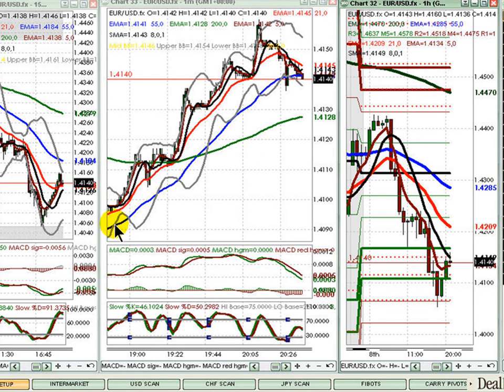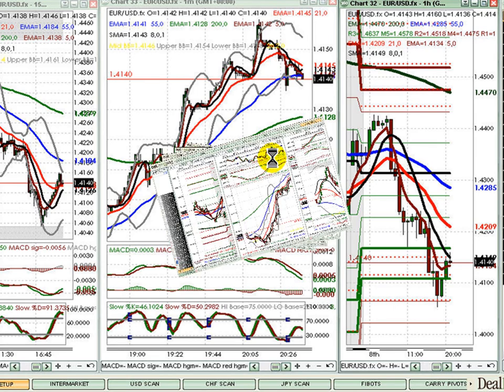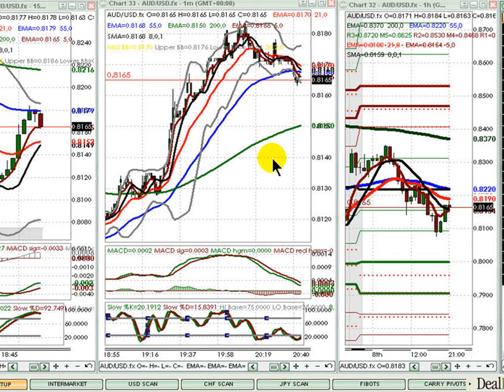Up, sideways, up, sideways, up, sideways, up. Okay, and then suddenly a lower low, you'd be out here. Okay, you just need to decide whether you're bullish or bearish, but it can really help you to use multiple time frames. Let's discuss this. This is Aussie dollar versus US dollar.